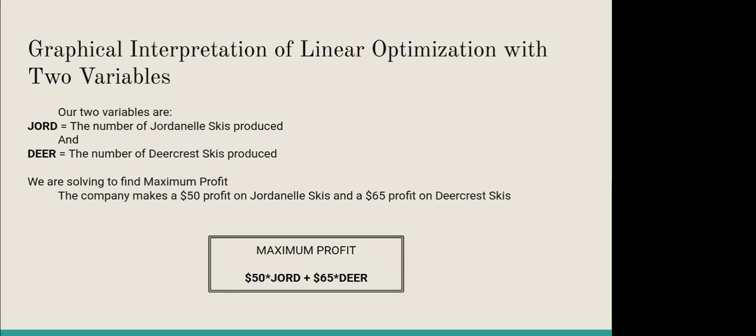So today I'm going to show you a graphical interpretation of linear optimization using two variables. The two variables which we are solving for are the number of Jordanelle skis that we should produce and the number of Deer Crest skis that should be produced. And we are representing that with the abbreviation JORD times JORD plus $65 times DEER.